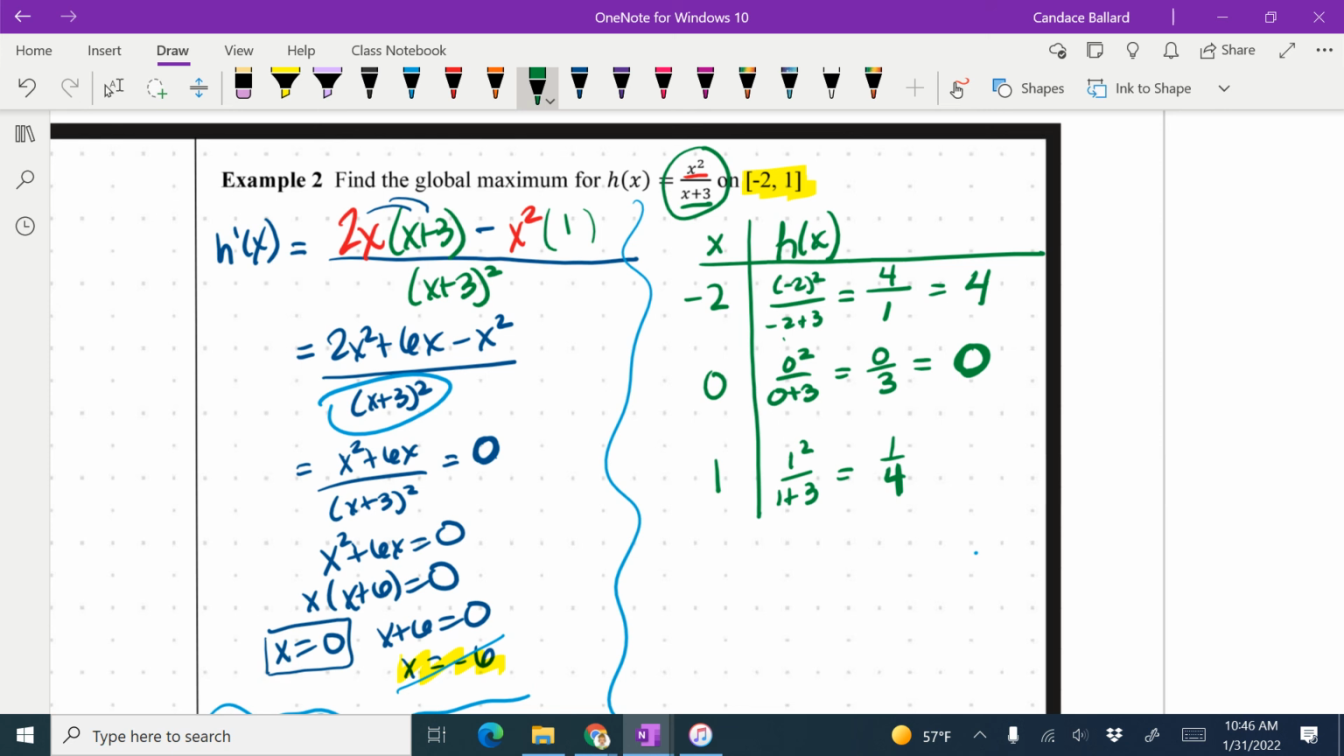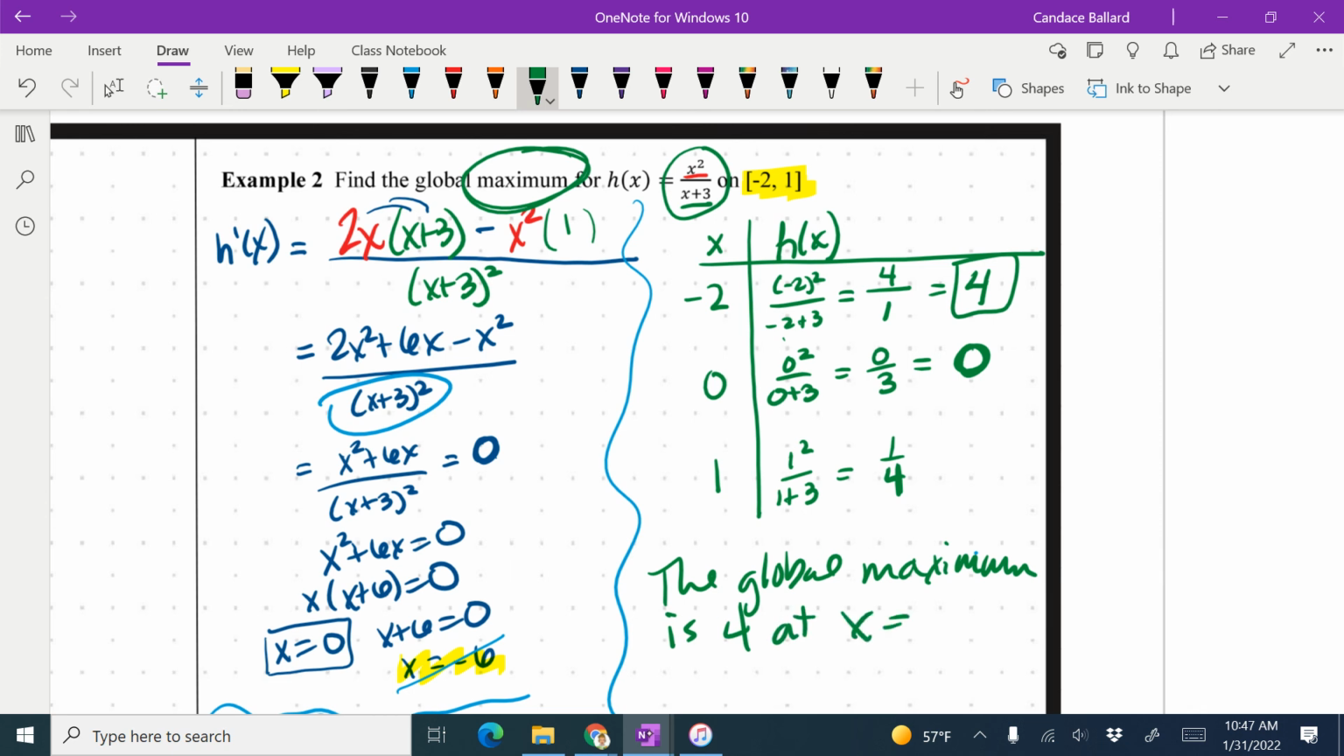Okay. So what was it said, absolute global maximum. So what is the biggest number? 4 in the table. So this is our absolute max. So we just have to write the sentence. And I'm going to go back to the context of the problem always, right? If they use global, use global. If they use absolute, use absolute. If they just say maximum, just say maximum. The global maximum is 4 at x equals negative 2. We cover all of our bases that way.